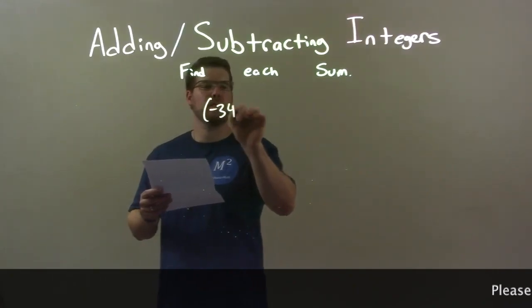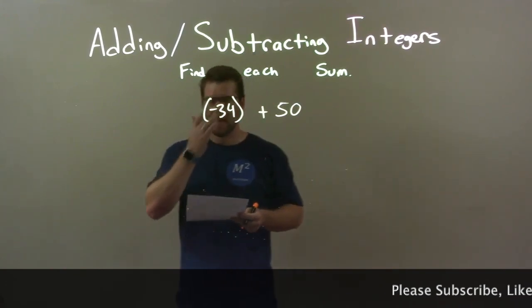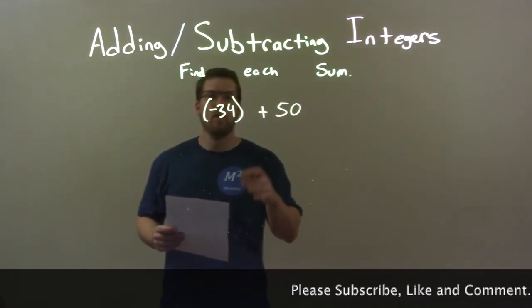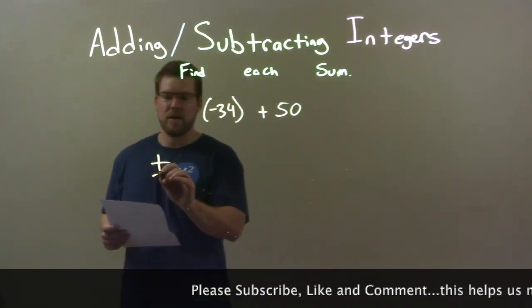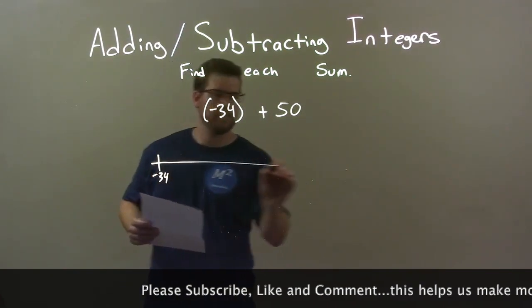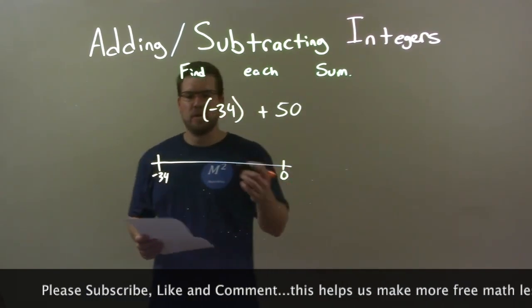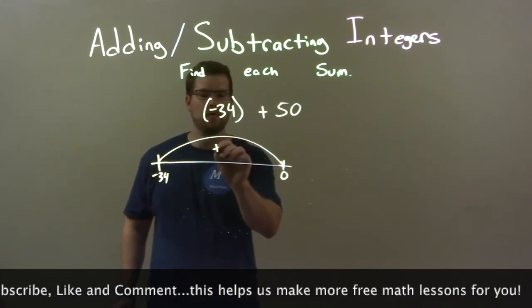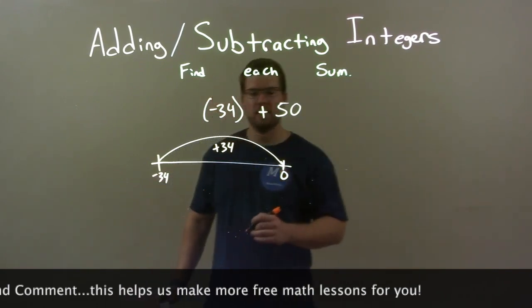Negative 34 plus 50. So we have negative 34 plus 50 right there. Well, I start with negative 34 on the number line, right here, and I need to add 50 units. If I add 34 units to negative 34, I get to 0. So we add 34 units to get to 0.